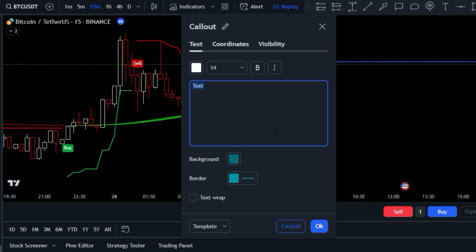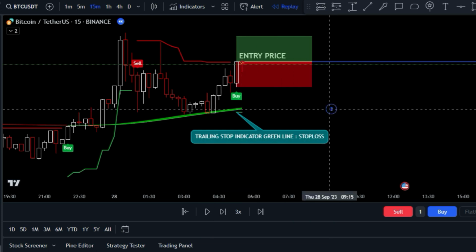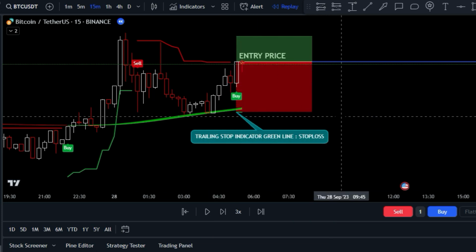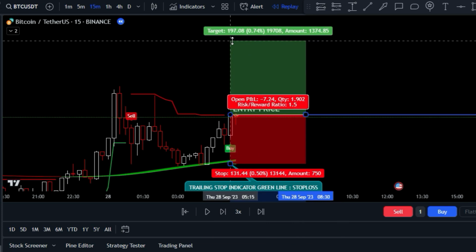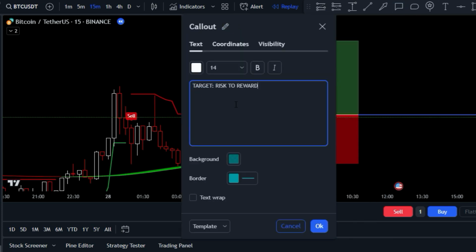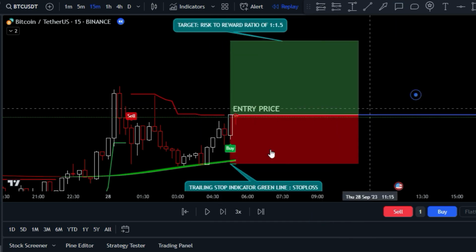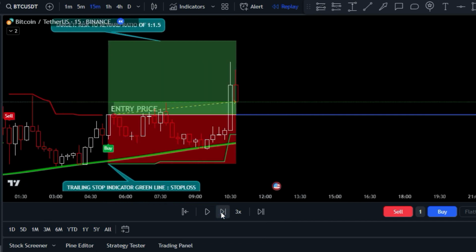Then set your stop loss just below the green line of the whole suite indicator. And to make a profitable exit, aim for the target that's at least 1.5 times your risk in the trade.